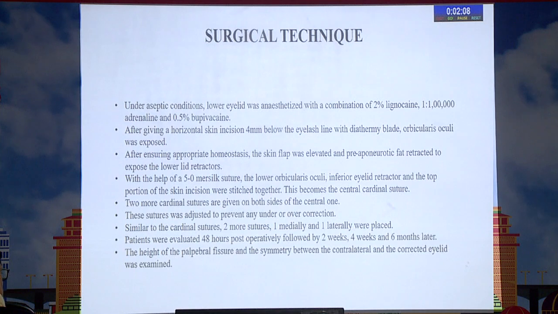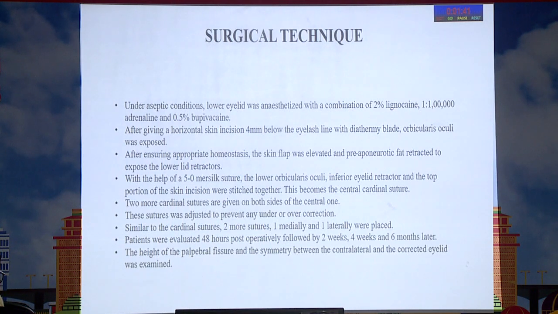The surgical procedure: after giving a horizontal skin incision 4 mm below the eyelash line with a diathermy blade, the orbicularis oculi muscle was exposed. After ensuring appropriate hemostasis, the skin flap was elevated and the preaponeurotic fat retracted to expose the lower lid retractors. With the help of 5-0 Mersilene suture, the lower orbicularis oculi, the inferior eyelid retractor and the top portion of the skin incision were stitched together. This becomes the cardinal suture.